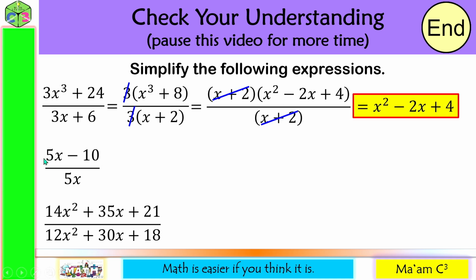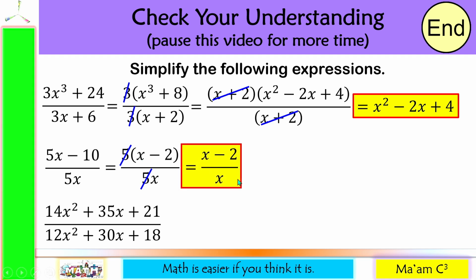Next one, we can factor out 5 in the numerator. Let's do that. And you can see now that we have common factor 5 in numerator and denominator. Let us cancel them. Can we cancel x here? No, we cannot, because this is x minus 2 and this is just x. There is an operation between them. We cannot do that. So our final answer is x minus 2 over x.